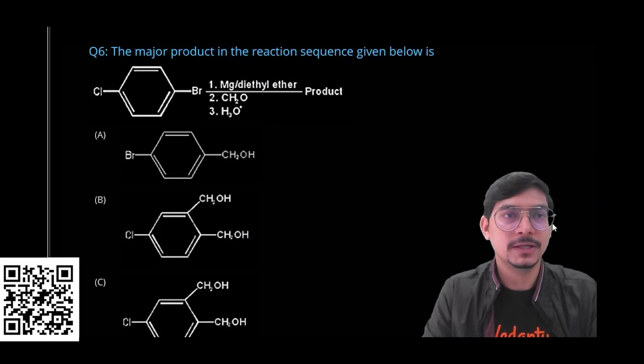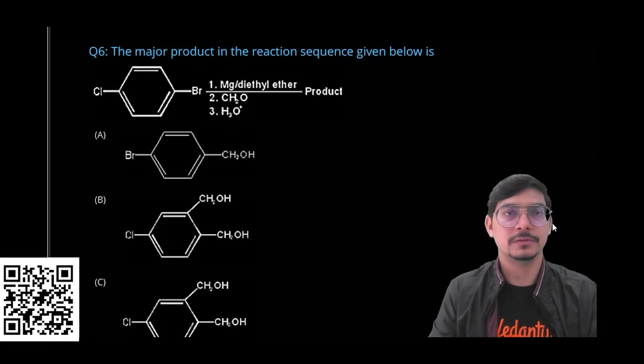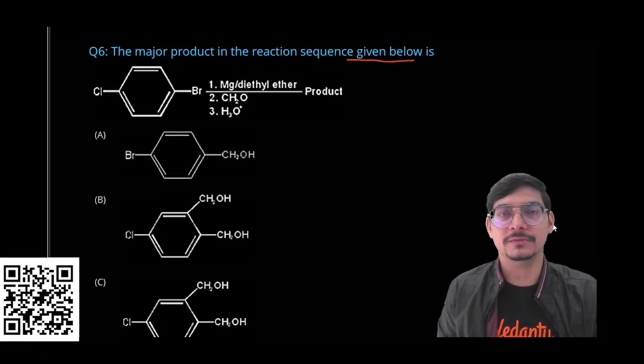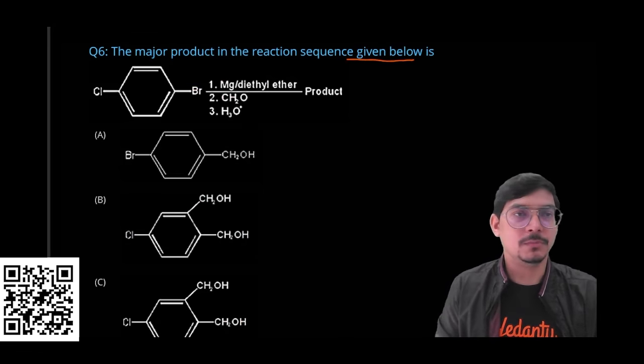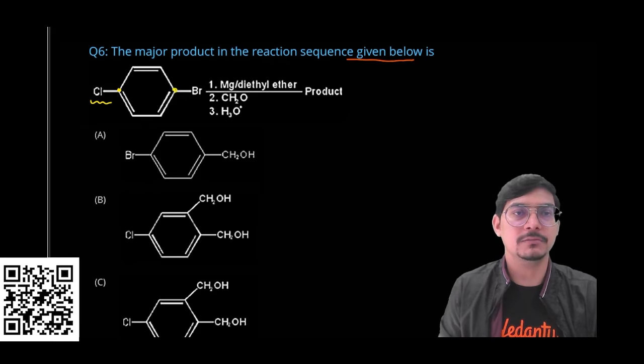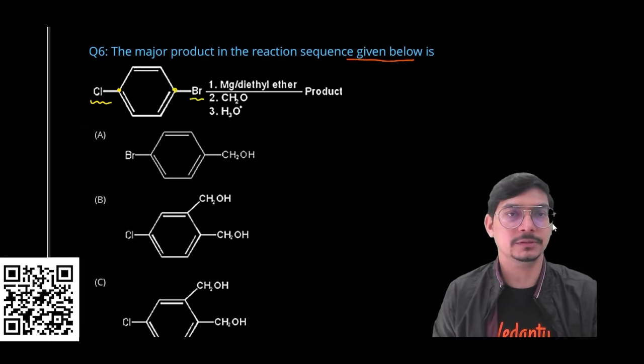Hi everyone. In this question, we have to find out the major product in the reaction sequence that is given below. So the molecule is a haloarene. It has a chlorine atom on one of the carbon atoms and bromine atom joined to another carbon of the benzene ring.